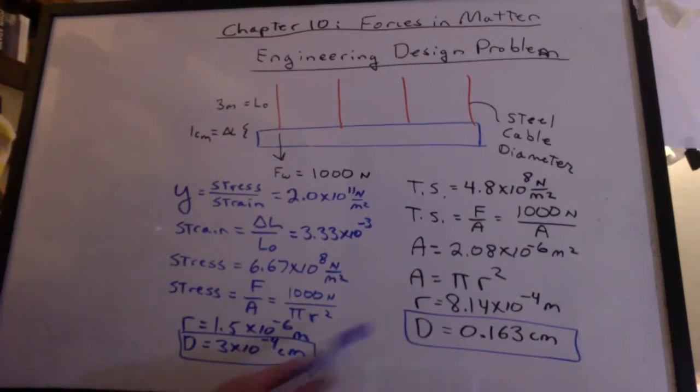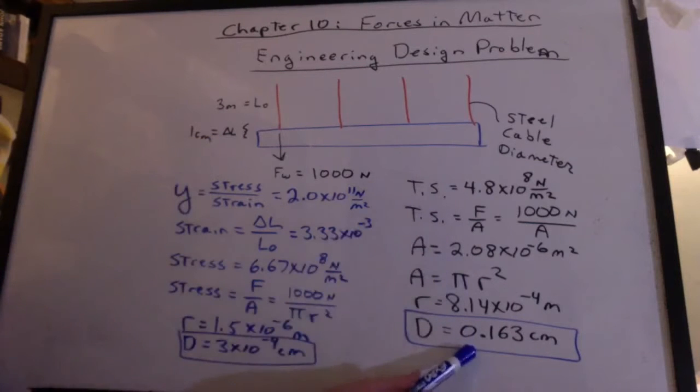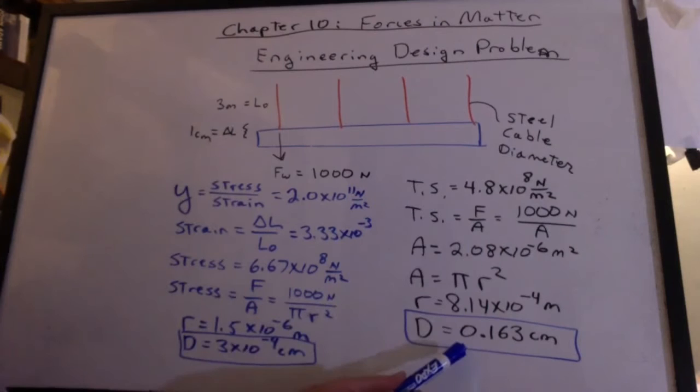Well, what's the difference between these two? Well, this one is based on the limiting factor of the stretch. This is based on the limiting factor of the strength. We can't have it break. So which one would you go in order? You've got to order the thicker one. Because if you order the thinner one, it might work for stretch, but it's going to break under that load.